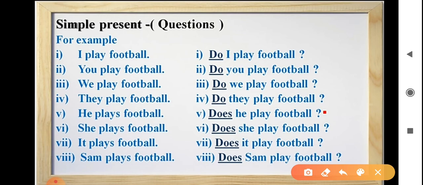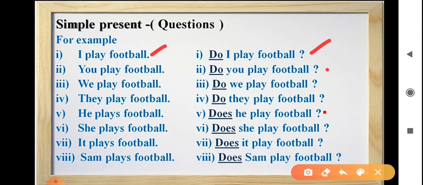Take the first example. I play football. "I play football" is affirmative. Now how is it changed into the interrogative? Do I play football? As I is a plural subject, that's why do is used here.